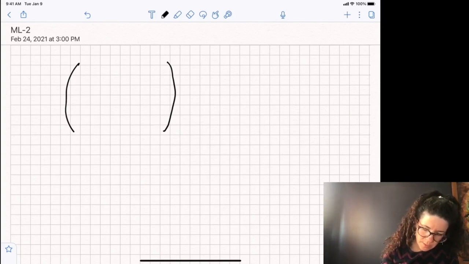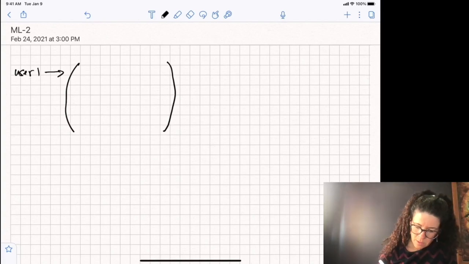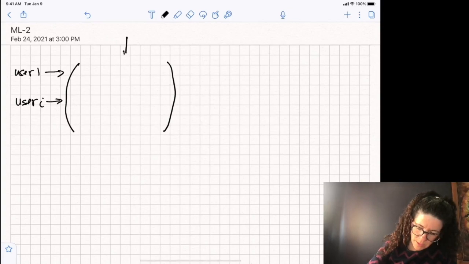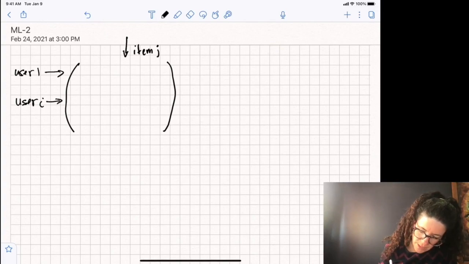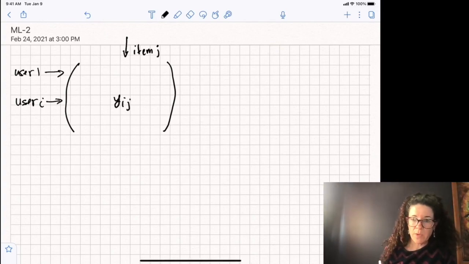So for example, here in this row, we have the ratings of user 1. And maybe down here we have the ratings of user I. And maybe over here you have the ratings given to item J. Okay. And we define Yij to be the rating given by user I to item J. Remember that most of this matrix is actually empty. So we have some ratings, maybe 1% of the matrix is going to be non-empty. And these Yij's are going to be actual ratings.